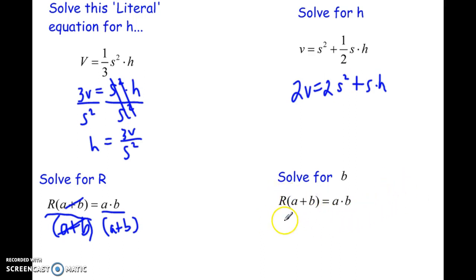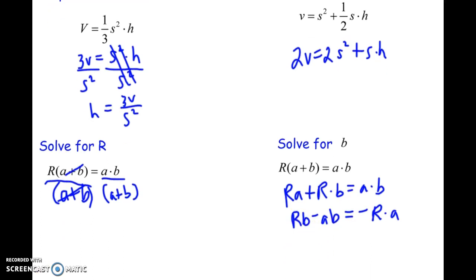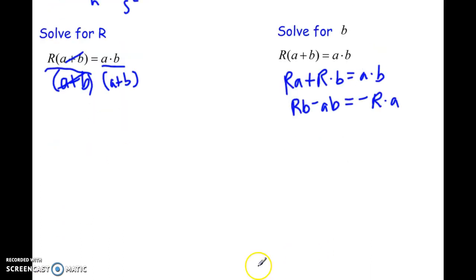So I'm going to have to distribute here, so I have r times a plus r times b equals a times b. I'm going to get this term over there and this term over there, so I'm not going to show my work here, but I think you'll follow. I have rb minus ab equals negative r times a. Okay, so now I have the b's on the same side, and this is the kicker.